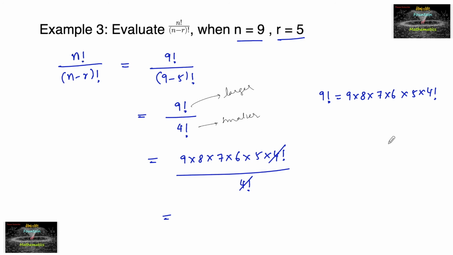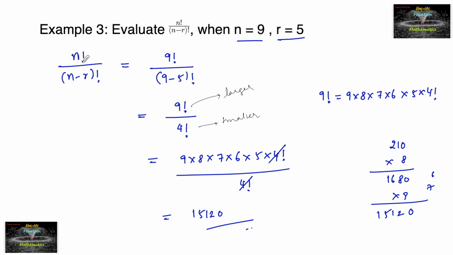5 6s are 30, 30 7s are 210, and into 8, so we'll be getting 1680, and again multiply with 9, so we'll have 15,120. So we are getting the answer 15,120. So the value of n factorial upon n minus r factorial when n is equal to 9 and r is equal to 5, you get the value 15,120. Okay, now let us see another example.